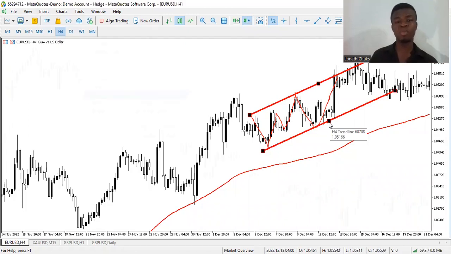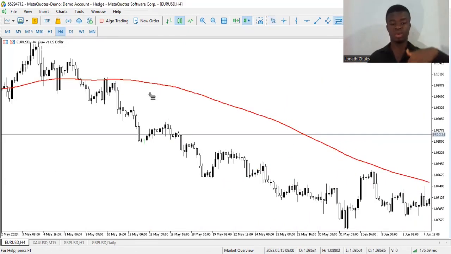Then you understand more. When the market is going down, you drop from the all-time high to the all-time low, from the lower high to the lower low. You see, this is the lower high, and this is the lower low. This is the lower high, and this is the lower low. Lower high and lower low.